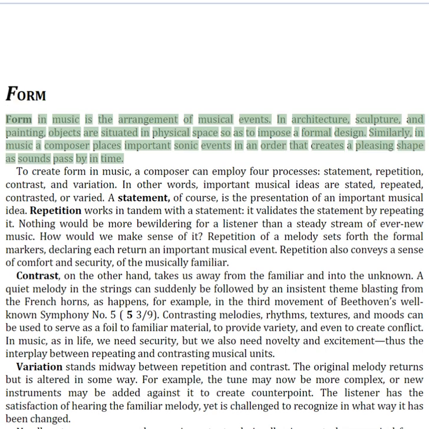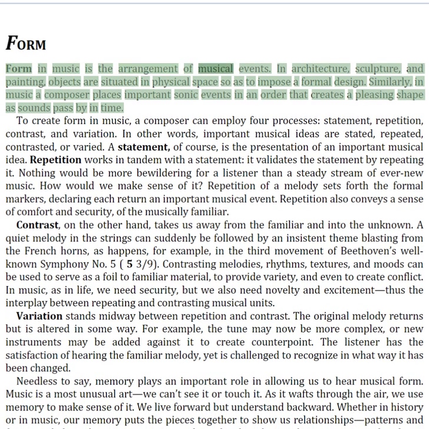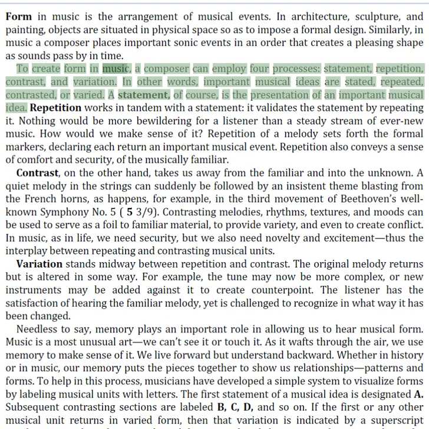Form. Form in music is the arrangement of musical events. In architecture, sculpture, and painting, objects are situated in physical space so as to impose a formal design. Similarly, in music a composer places important sonic events in an order that creates a pleasing shape as sounds pass by in time. To create form in music, a composer can employ four processes: statement, repetition, contrast, and variation. In other words, important musical ideas are stated, repeated, contrasted, or varied.